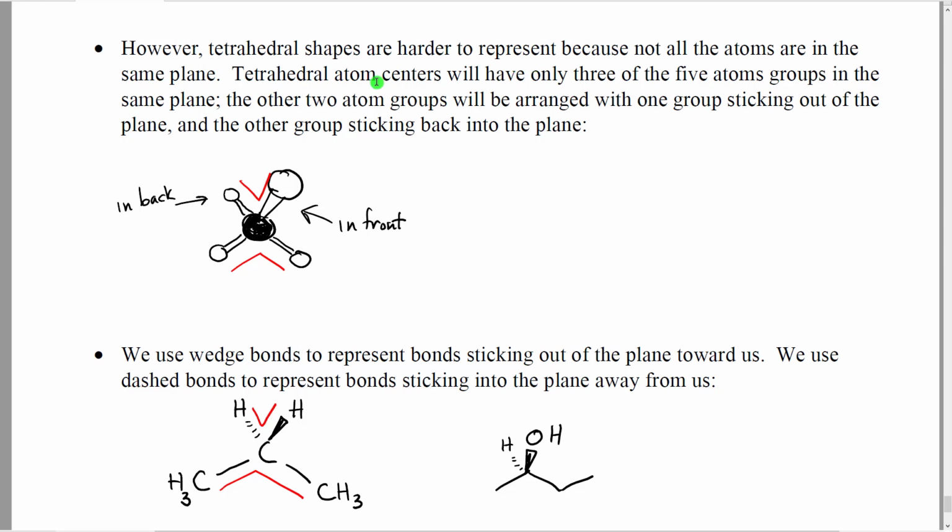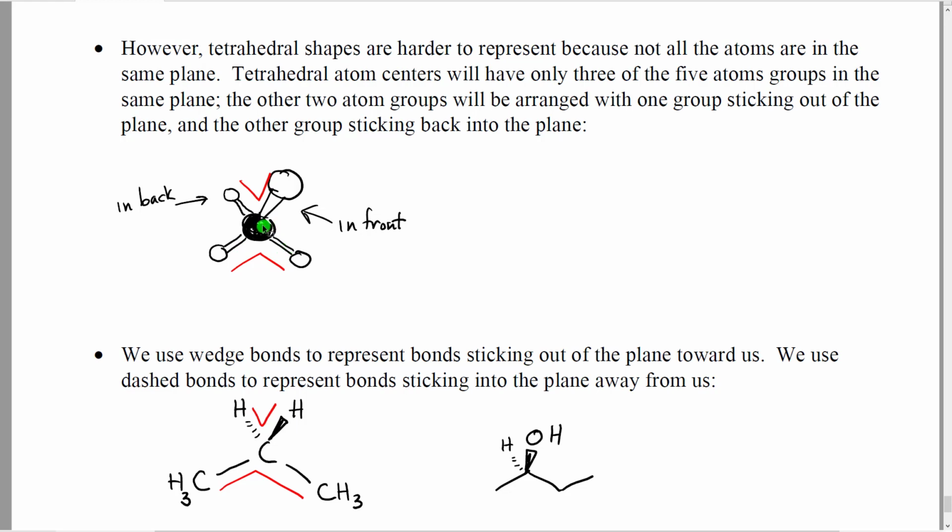So if we were to build a model of a tetrahedron, what we would see is we could align the central atom and two of the other atoms attached in the plane. So these three atoms, for example, are in the plane, and they make a V shape, and the bond angle of the V should be 109.5 degrees.